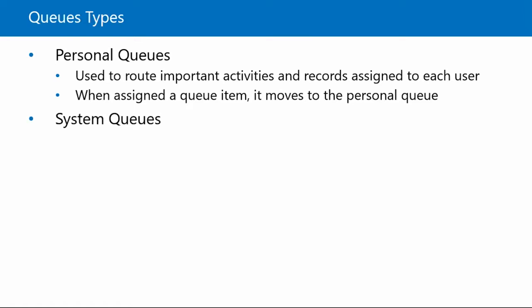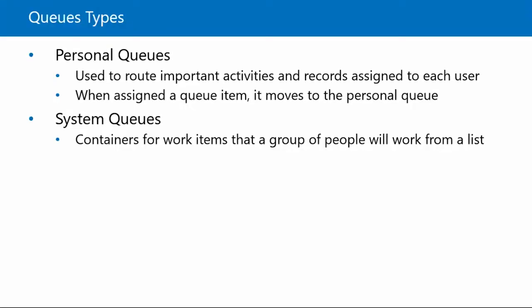We also have system queues. While both users and teams have default personal queues, which can be used for routing items, system queues are containers for work items that a group of people will work from a list, where users will be able to mark items they are working on. This provides administrators or support managers the ability to see not only who's working on what and what the balance of that workload is, but more importantly, what items are currently not being handled by anybody within the system.